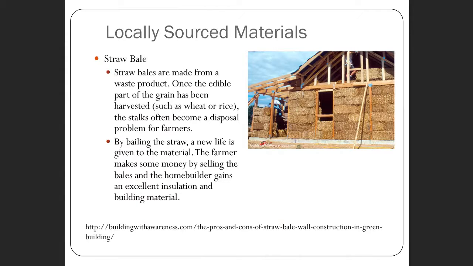Here are some examples of locally sourced materials. We're not necessarily going to have straw available to us if we're doing a project in Oak Park or in Chicagoland, right? We aren't necessarily going to have access to large amounts of straw, but if we're building out in a rural area or out in the country someplace, this may be a material that's available to us.